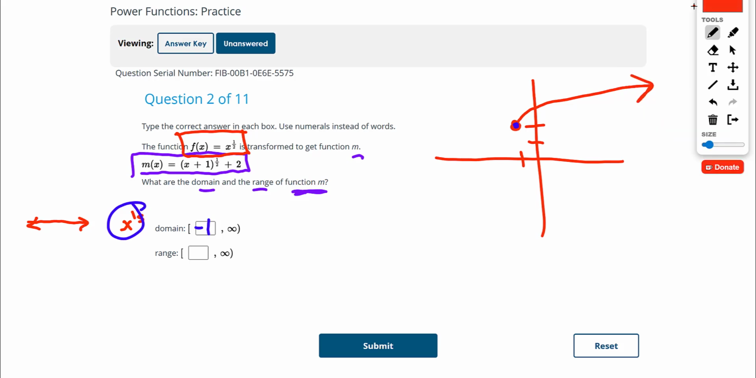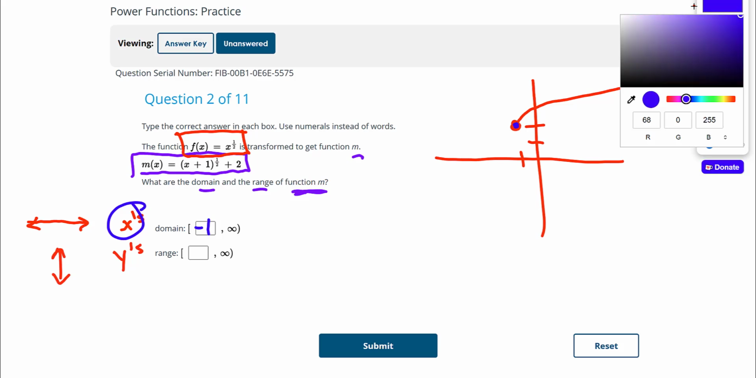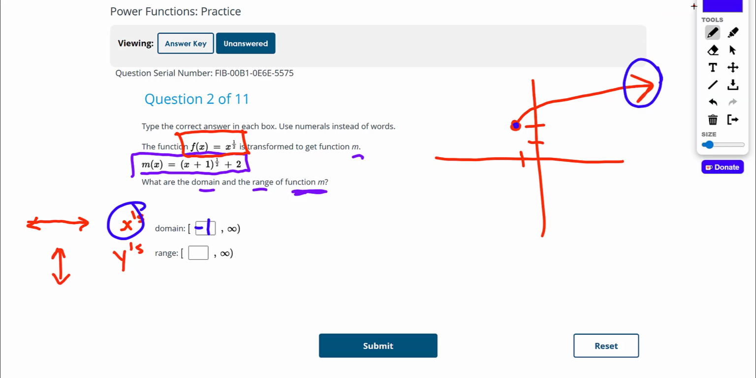So that's our domain. Our range, those are the y values. Y values we know go up and down. So same thing as the other problem. This graph is going up forever. It's going slowly up forever, but it is going up forever. So again, that's why the highest range value is positive infinity. The lowest range value is right here at this point. And again, it is the y value at this point. And that y value is +2.